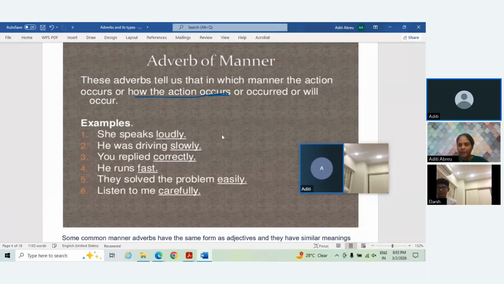Like she runs fast. How does she run? Fast. Or she writes slow. How does she write? Slow. So there are some words which are adverbs of manner and they do not end with ly, but most adverbs of manner do end with ly.